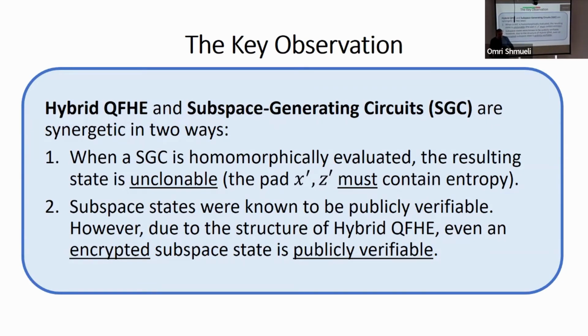What we observe is that there is a very strong combination between the structure of hybrid QFG and subspace generating circuits. They combine very well in the following two ways. One is in terms of unclonability. When we evaluate an SGC, subspace generating circuit, the generated encrypted state is going to be unclonable. Two, we know from previous work that if I generate on my own computer a subspace state, and this subspace has the right dimensions, it can be publicly verifiable. This is from previous work. We're going to touch on it. But this structure of hybrid QFG allows us to publicly verify a subspace state even if it's encrypted. So we can have it encrypted, not see the state by itself, but still publicly verify. So let's start with the first one. Let's actually prove this observation.